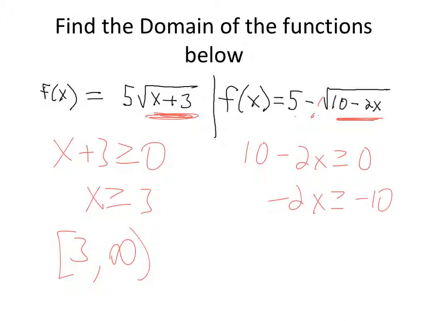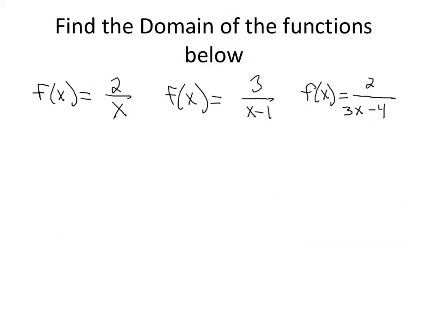Then I'm going to divide by negative 2. And remember, when you divide an inequality by a negative, you're going to reverse the direction of the inequality. So in this case, it's from negative infinity to positive 5. And that's closed, so x has to be less than or equal to 5.